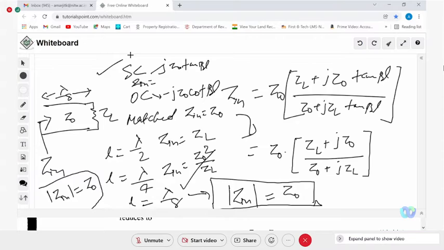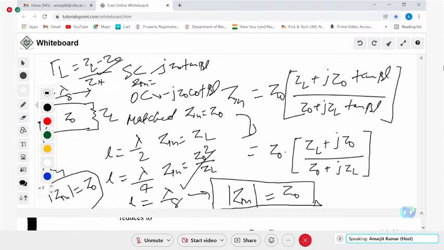So now we will discuss reflection coefficient, load reflection coefficient, gamma L. ZL minus Z0 divided by, this we have done. And the standing wave ratio, 1 plus mode of gamma divided by 1 minus mode of gamma.